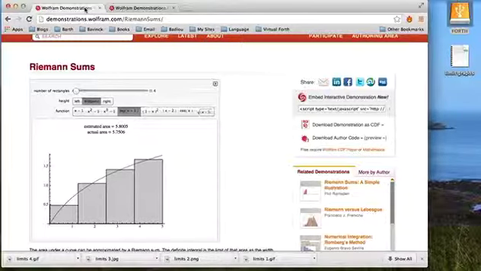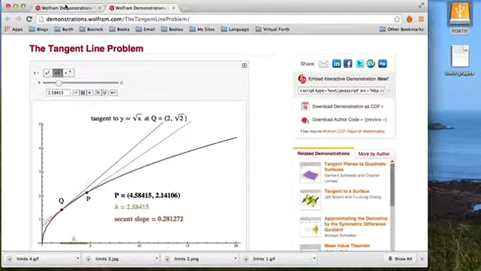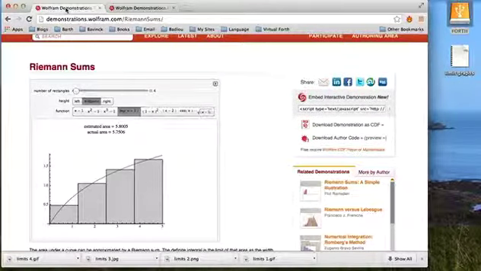So I may have misspoken just a second ago. In differential calculus, limits allow me to divide by 0 without getting an undefined value. In integral calculus, they allow me to multiply by 0 without getting 0, okay? So let's go ahead and put this in motion.